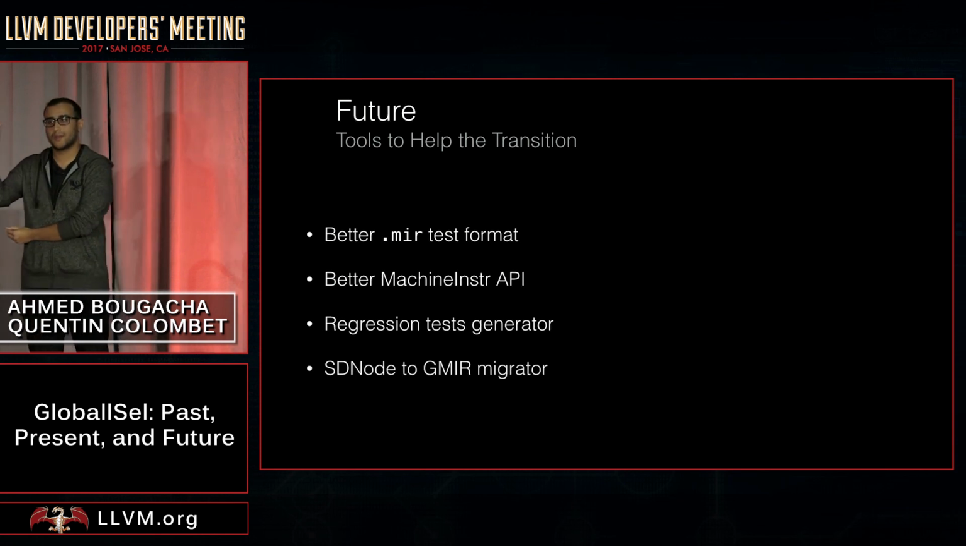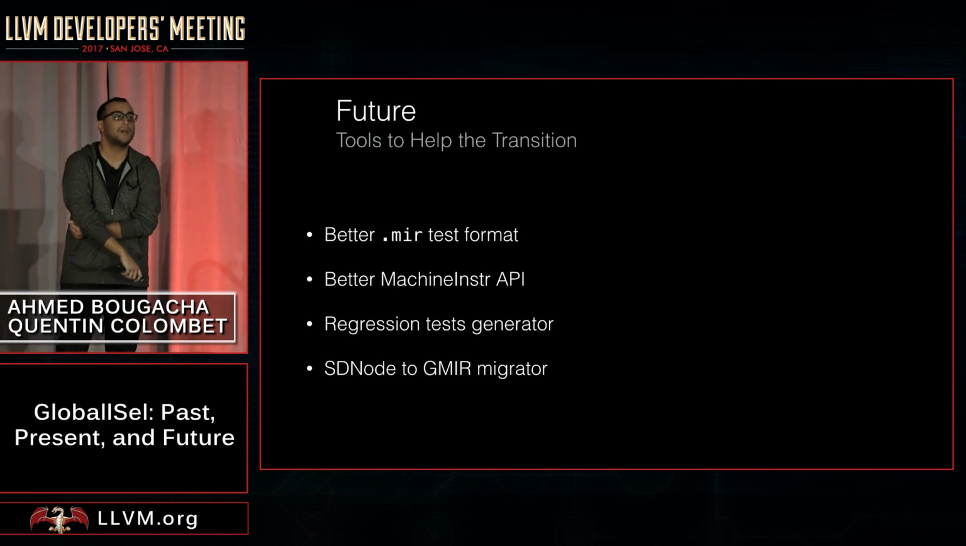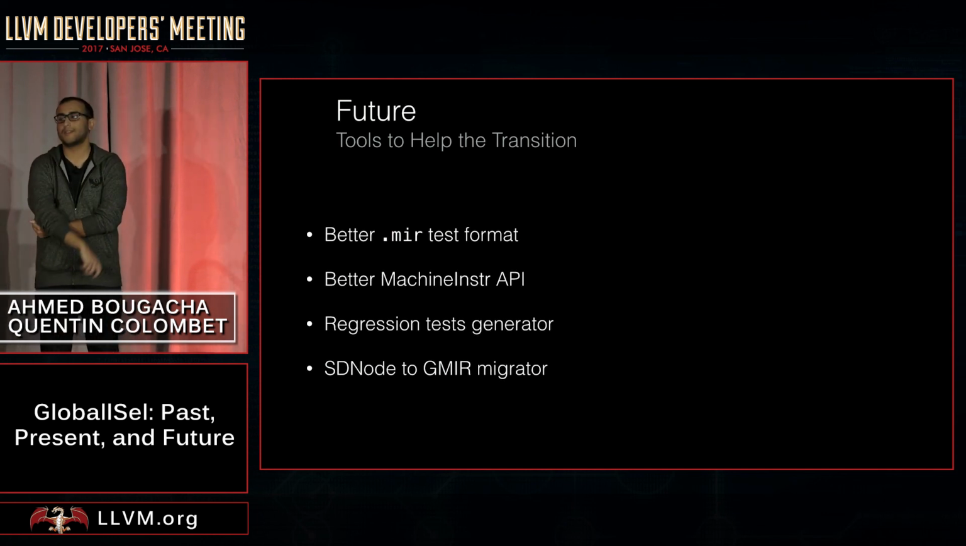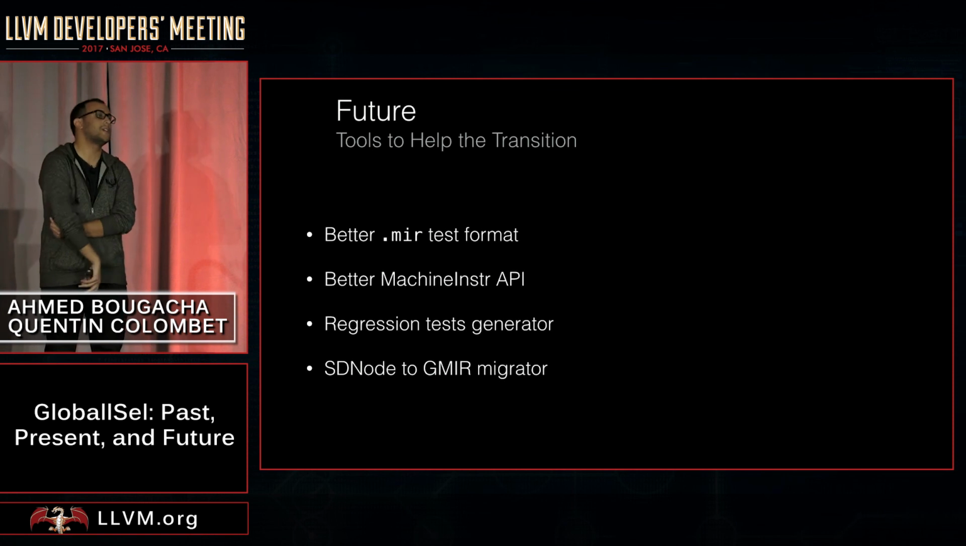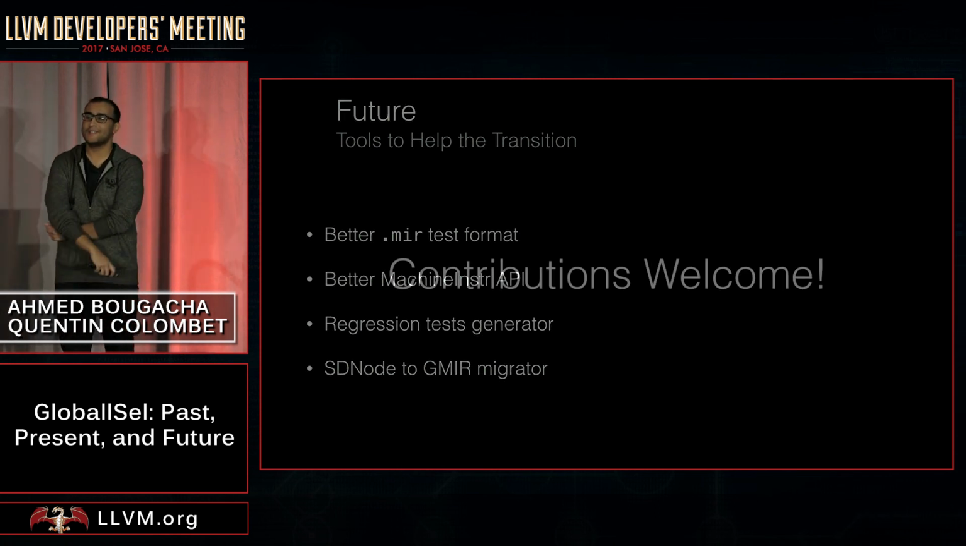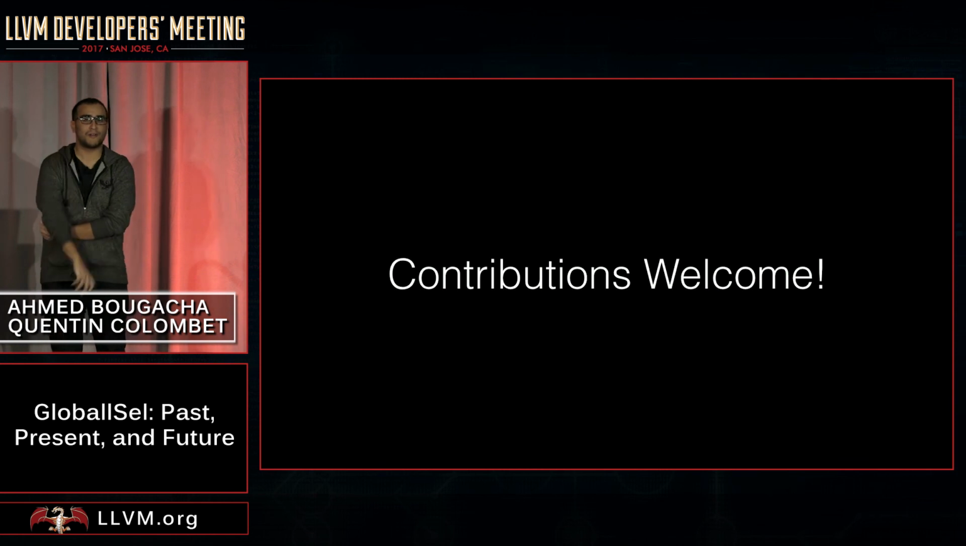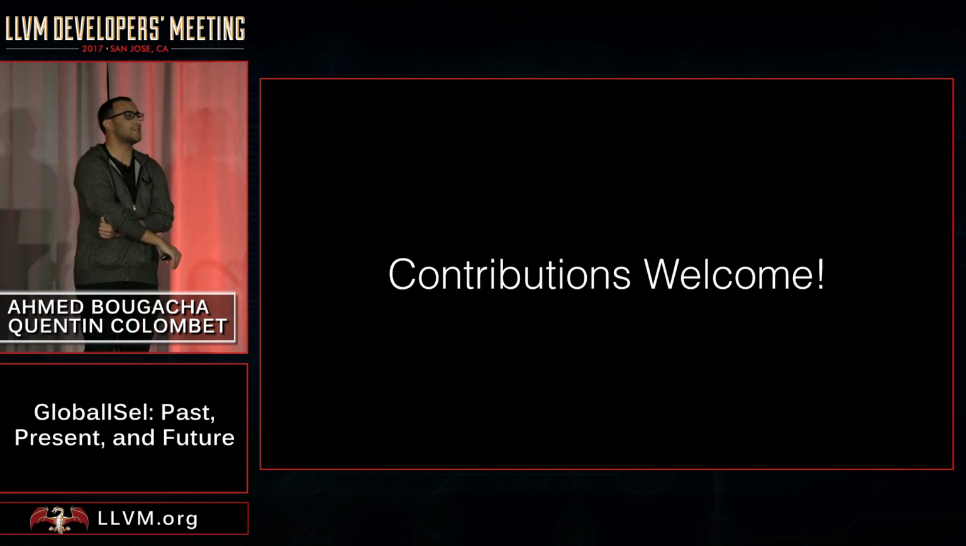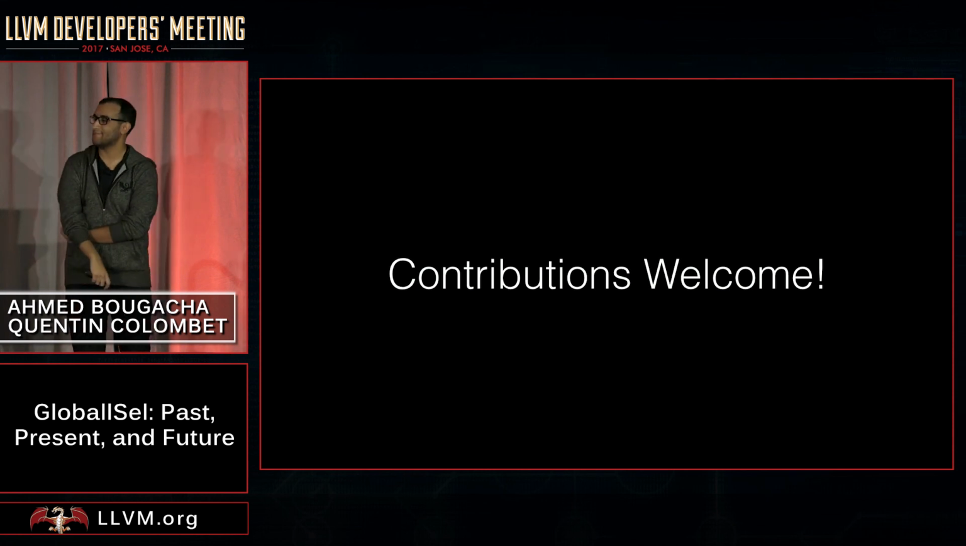And finally, something that's way out there is some kind of migrator from SDNode code, all the DAG getNode calls and all the definitions of ISD opcodes, to something that's closer to GMIR. That's something some very brave soul could try doing with Clang-Tidy, but that's a problem for another day. Until then, we need lots of help, so all contributions are welcome. You can do patches, you can do reviews, you can try it on your backend, file reports, and we're always very grateful for all of that. Thank you.